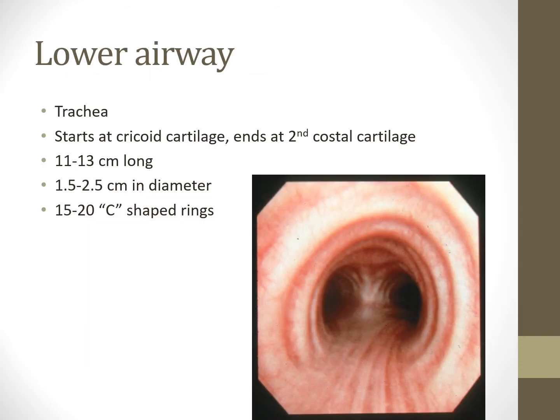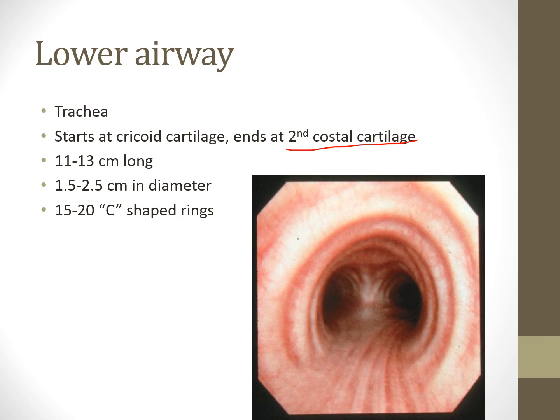All right, you do need to know these numbers. I will test you on them. The trachea starts at the cricoid and ends at the second costal cartilage. So that's the area behind the, remember this is a landmark. We also use the same landmark for EKGs. It's the angle of Louis, right? Or the sternal angle is the alternate term for it.